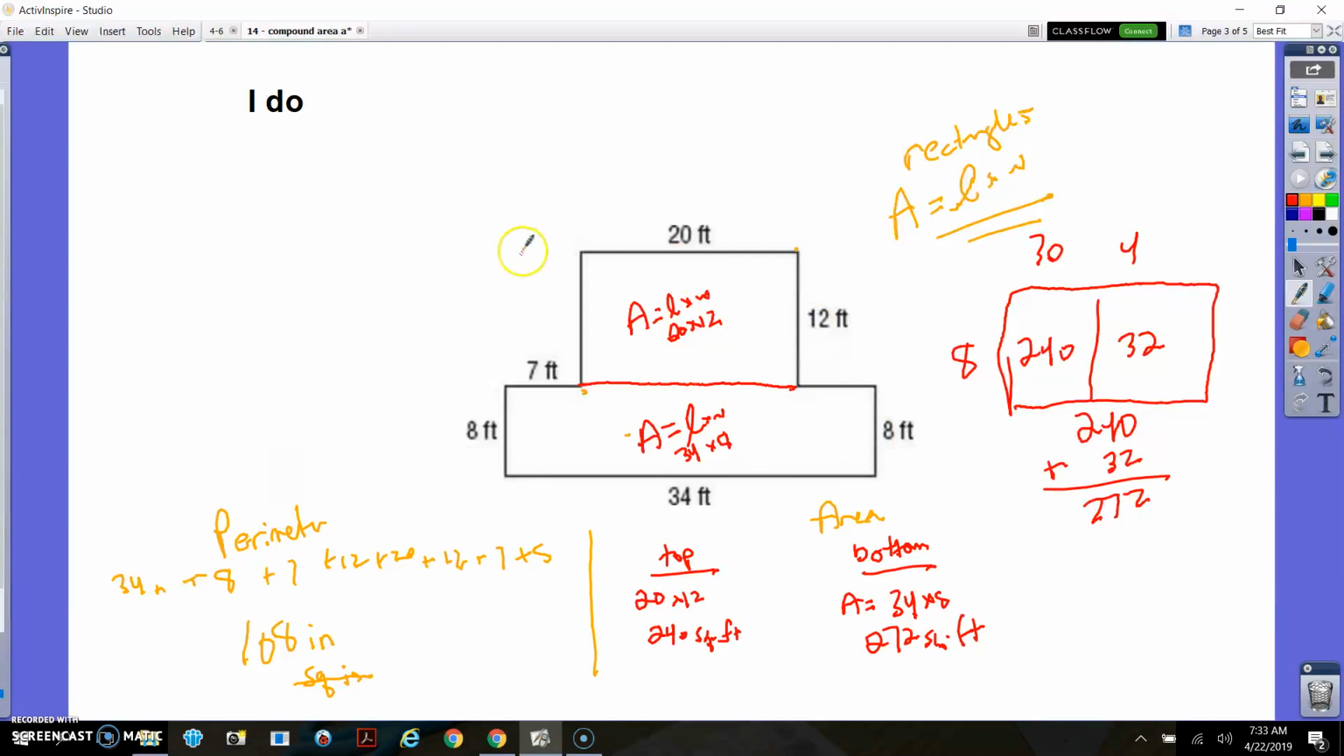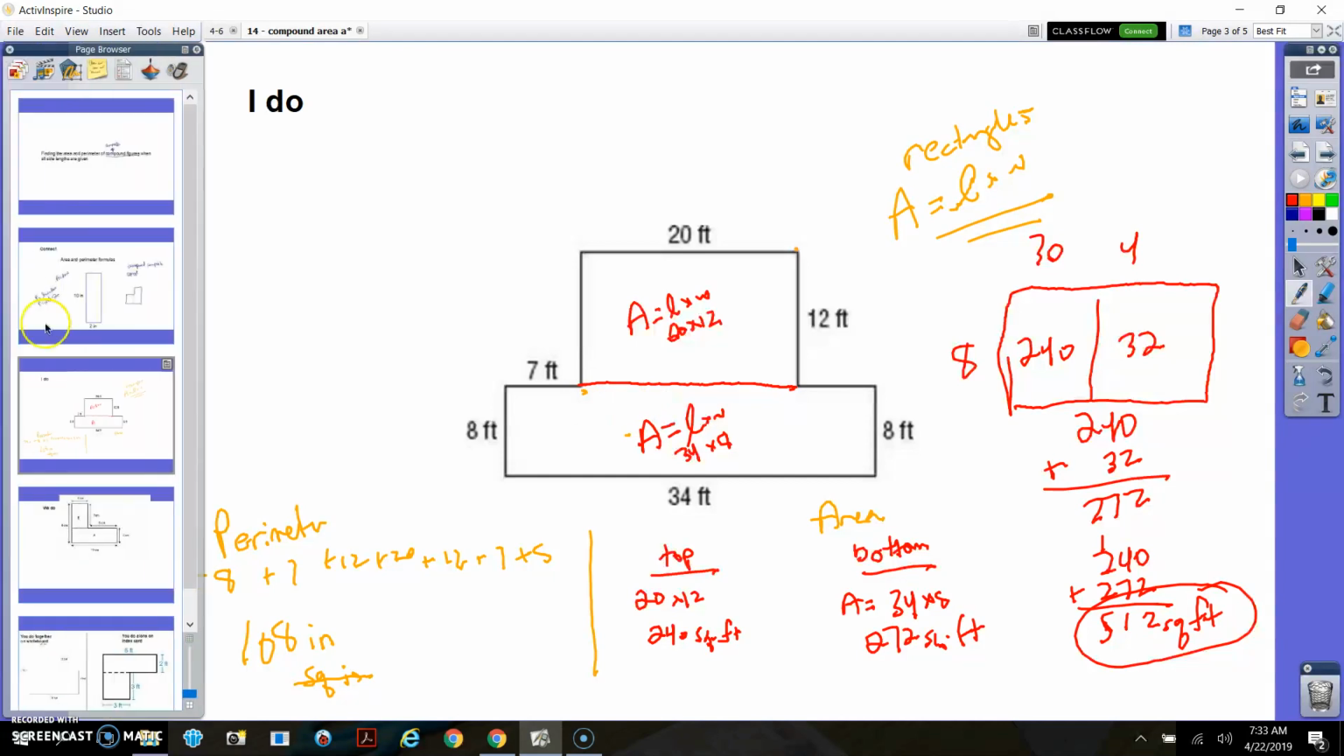And now, the area of the whole thing is just this plus this. It's 240 plus 272, which is 512. So the whole thing would have an area of 512 square feet. All right, so that's the strategy. So perimeter, we just count our way around the outside. For area, we're usually going to try to divide it into rectangles and then find the area of each rectangle. And that's pretty much how it works.